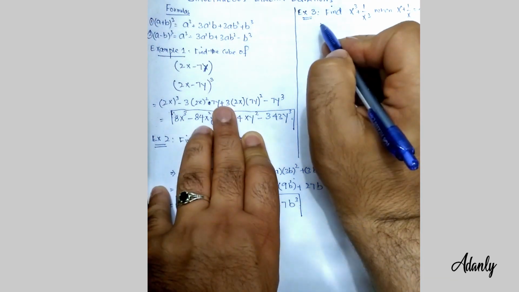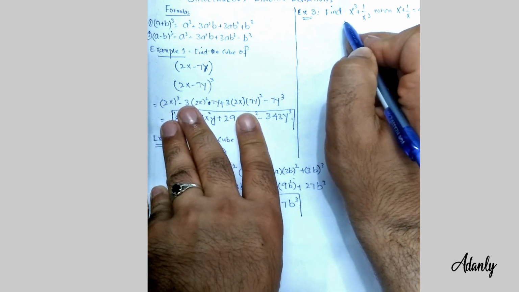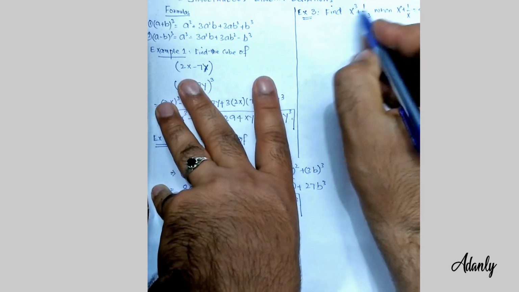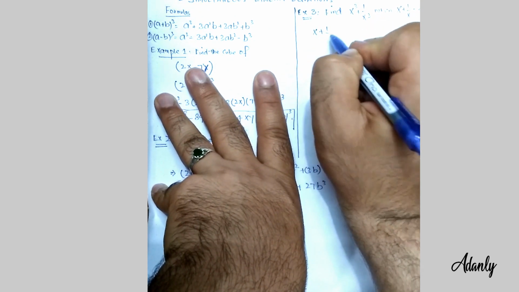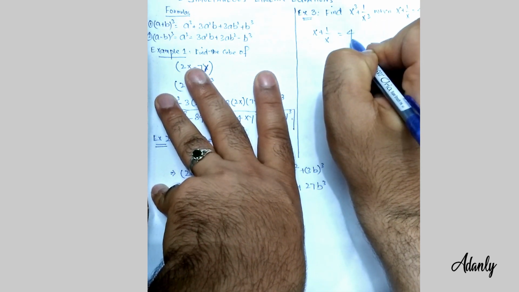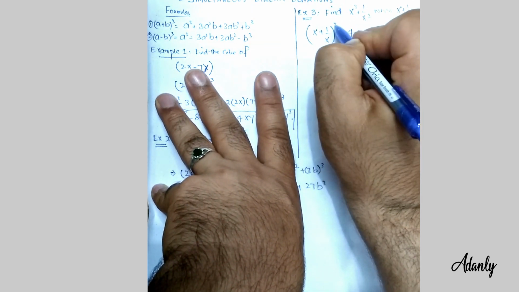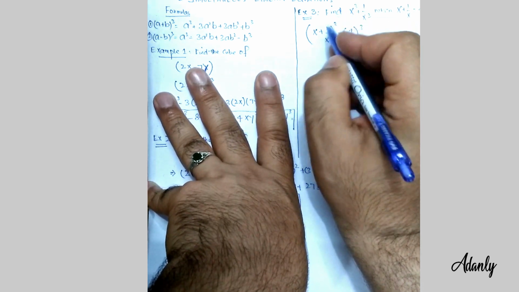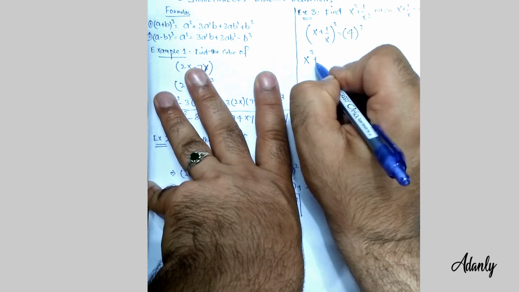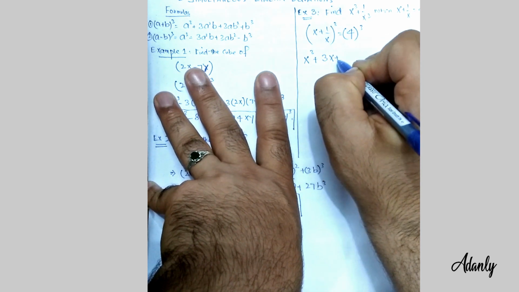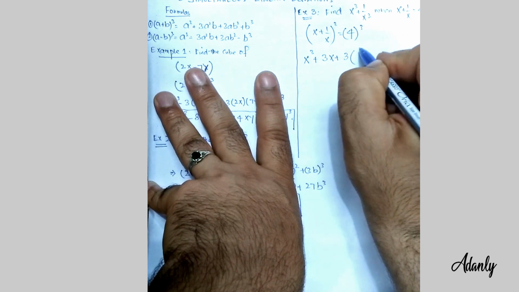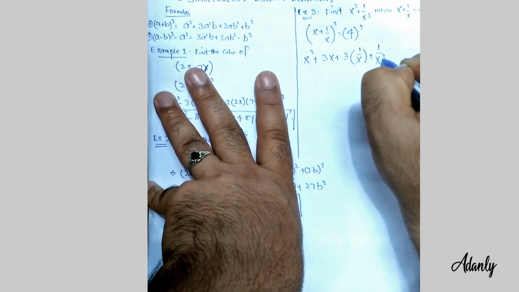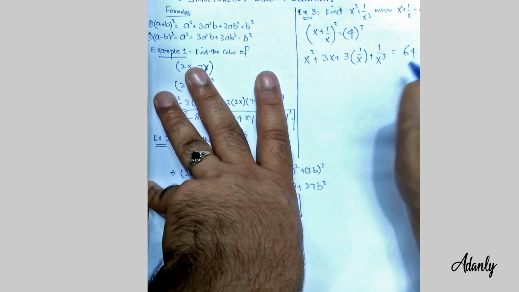Now we have another example in which we have to find x cubed plus 1 over x cubed when x plus 1 over x equals 4. So we will write it as x plus 1 over x equals 4, and we will take cube on both sides like this. So now it is the (a plus b) whole cube formula. So we will write it as x cube plus 3 into x into 1 over x times (x plus 1 over x) plus 1 over x cube equals 4 cube gives 64.